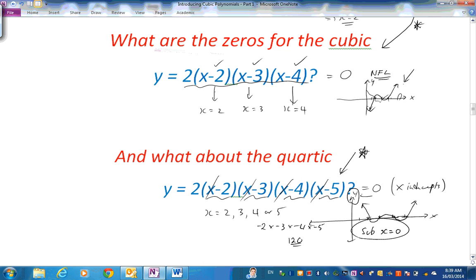So it's way up here somewhere, up the axis. That's pretty powerful, those two little things: the zeros, where it cuts the x-axis, and subbing x equal to 0 for the y-axis, and just checking it out.